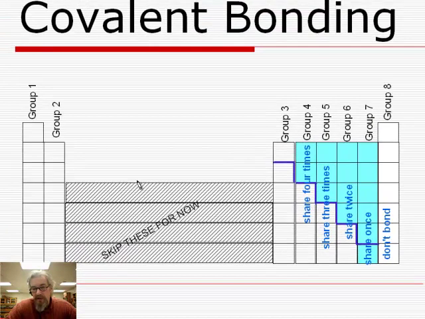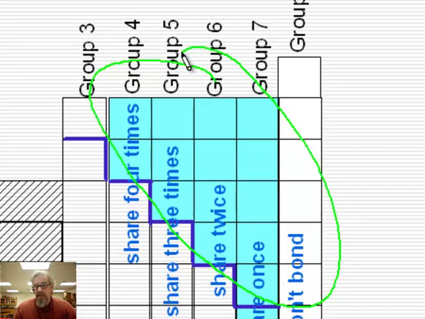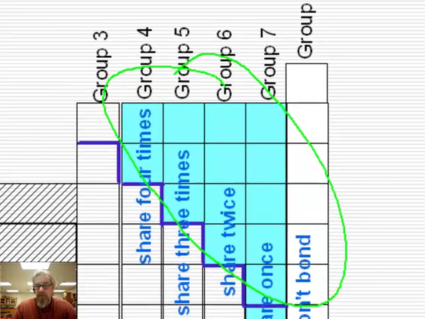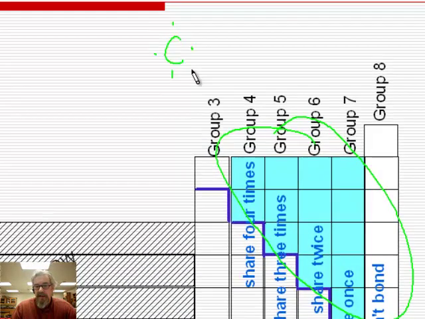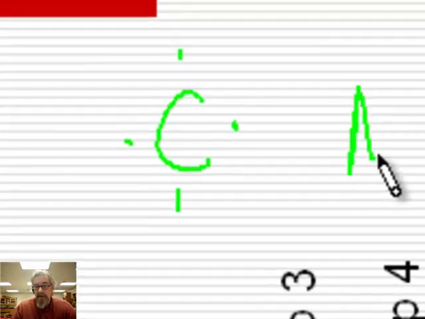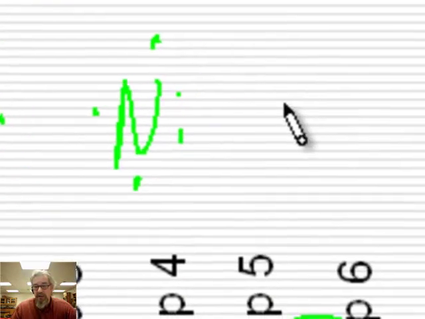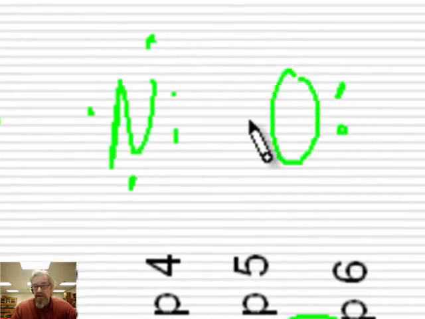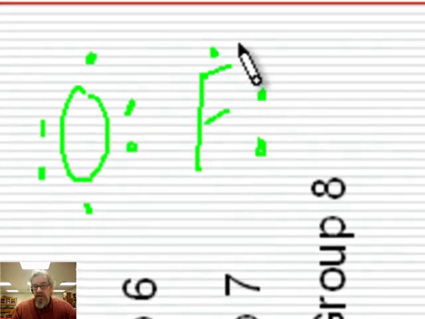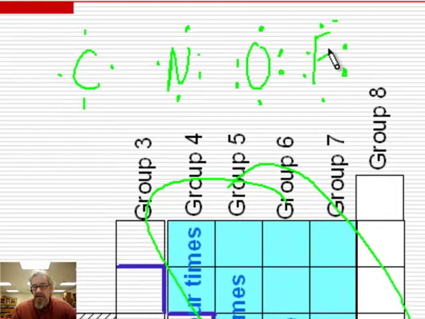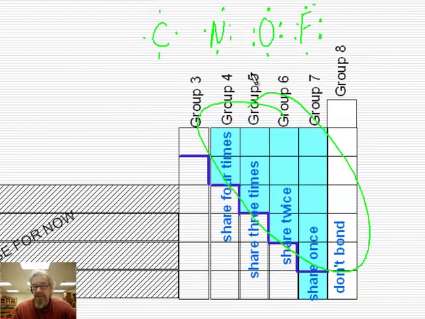Covalent bonding always involves atoms that need to gain more electrons. And the atoms that need to gain more electrons to become stable always turn out to be on this side of the periodic table. If you think about a group 4 like carbon, it needs to gain 4 dots. A group 5 like nitrogen needs to gain 3 dots to become stable. A group 6 like oxygen needs to gain 2 dots to become stable. A group 7 like fluorine needs to gain 1 dot to become stable. All of these things need to gain dots, and so they're going to share with other things to gain those dots.